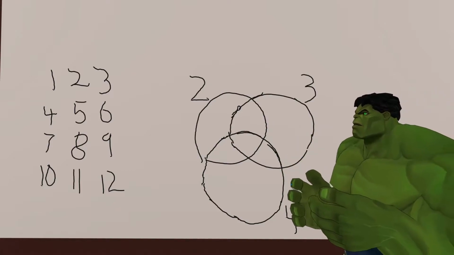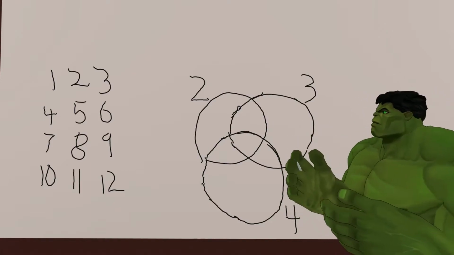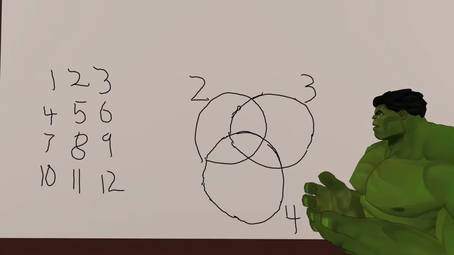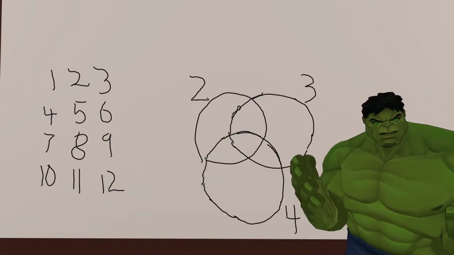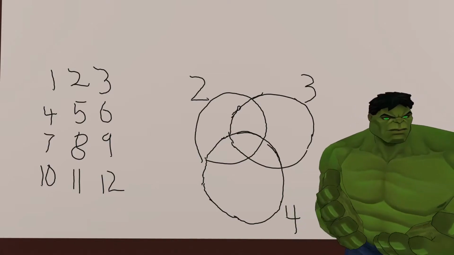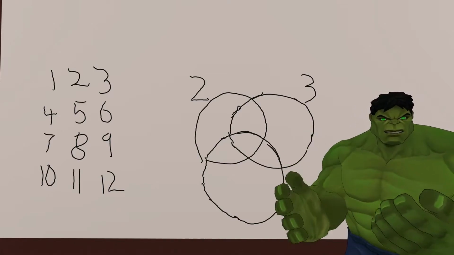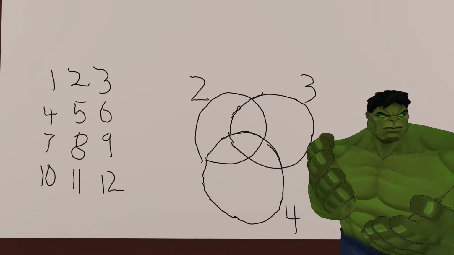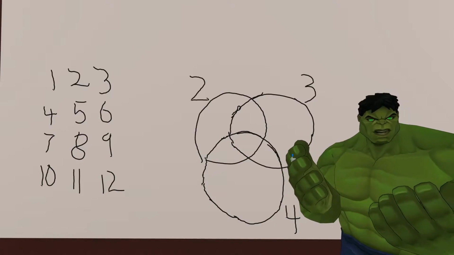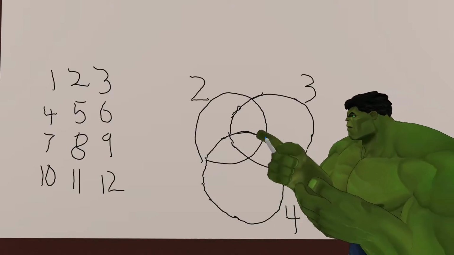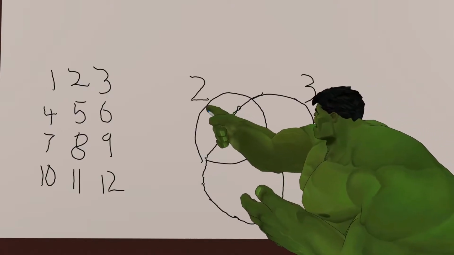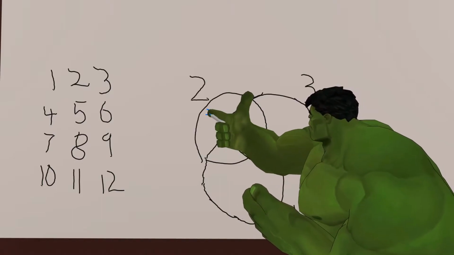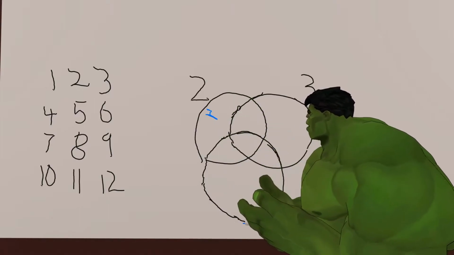So first up, let's have a look at number 2. Well, 2 is clearly a factor of 2. 3 is too big, and 4 is too big. So 2 is just a factor of 2. So we're going to put it just in the 2 circle and not the other ones. So we're going to write the 2 here. Oops. 2.